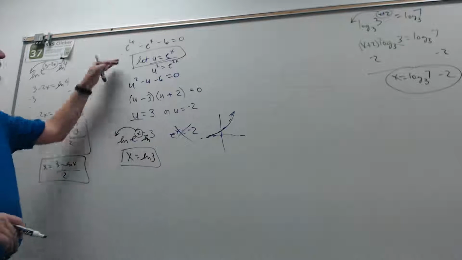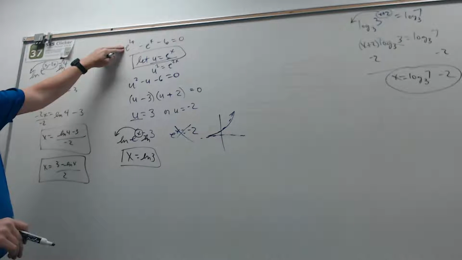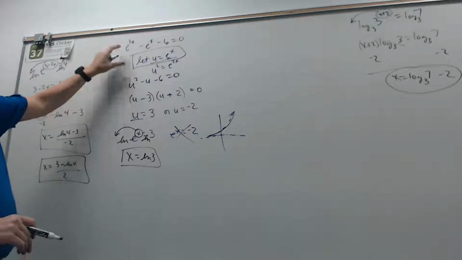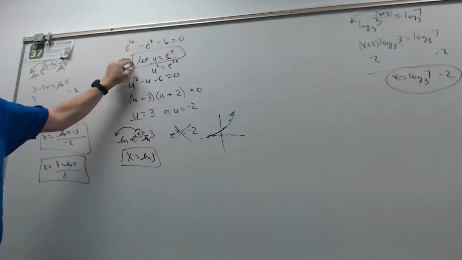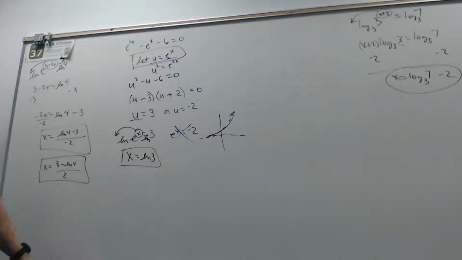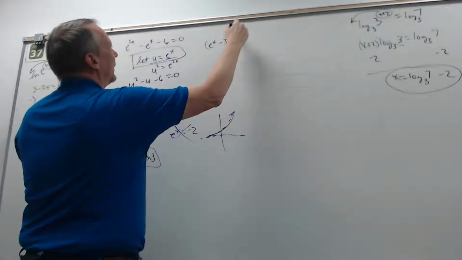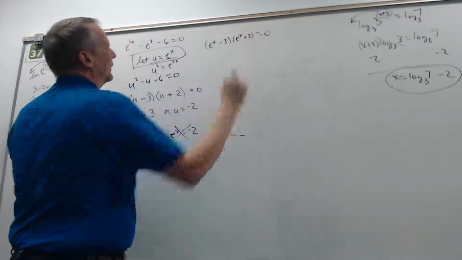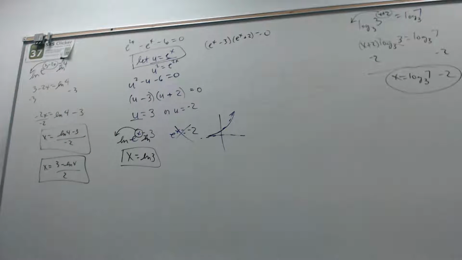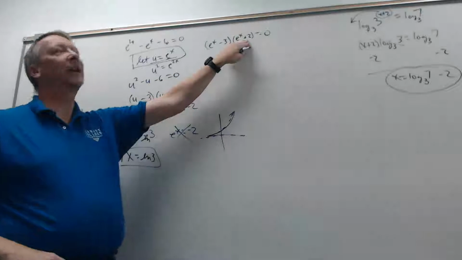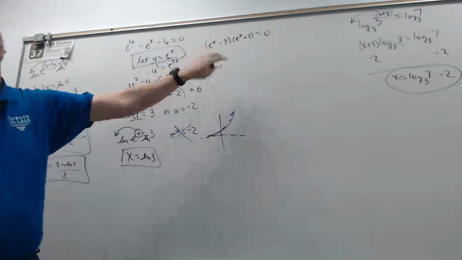If I were super smart, I could have ignored all this and just left it there, but I think that's an easier way to see a factor. I could have factored that into e to the x minus 3 and e to the x plus 2 equals 0. I could have gone straight there. But most of you don't think that way. And then you would have still said, it can't be negative, so that's going to go away. It can only be that answer.